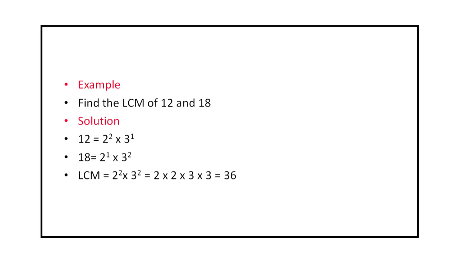Solution: 12 can be written exponentially as 2 squared into 3 raised to 1, which means it is 12. Now 18 equals 2 raised to 1 into 3 raised to 2, and LCM equals 2 raised to 2 into 3 raised to 2, which is 2 raised to 2 means 4 and 3 raised to 2 means 9. Thus 4 into 9 equals 36.